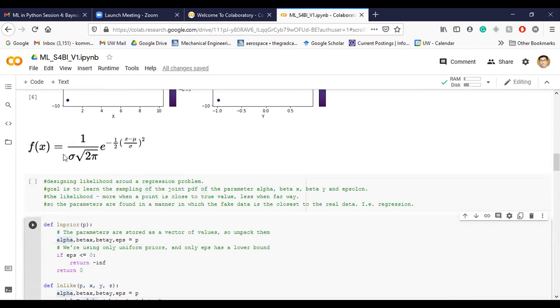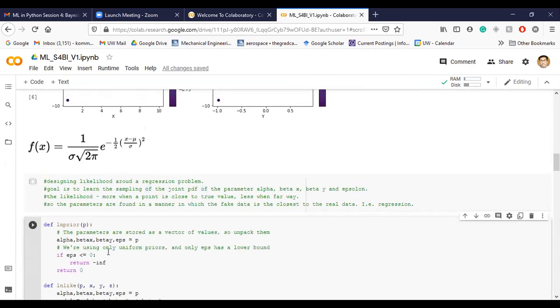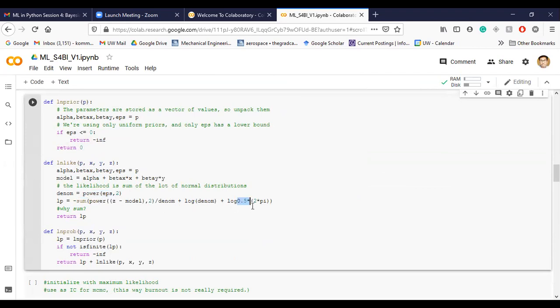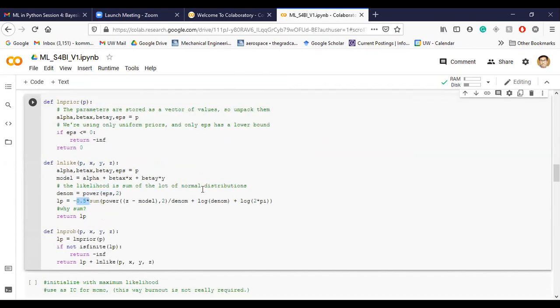So if we take the log of this quantity, we want the mean to be the true data and x to be the model data. So the log of this would be minus the log of sigma squared, and we have minus 0.5 in the middle. So this log likelihood is basically the log of this function where the mean is the true data and x is the model data. That's it. And we return the log likelihood.